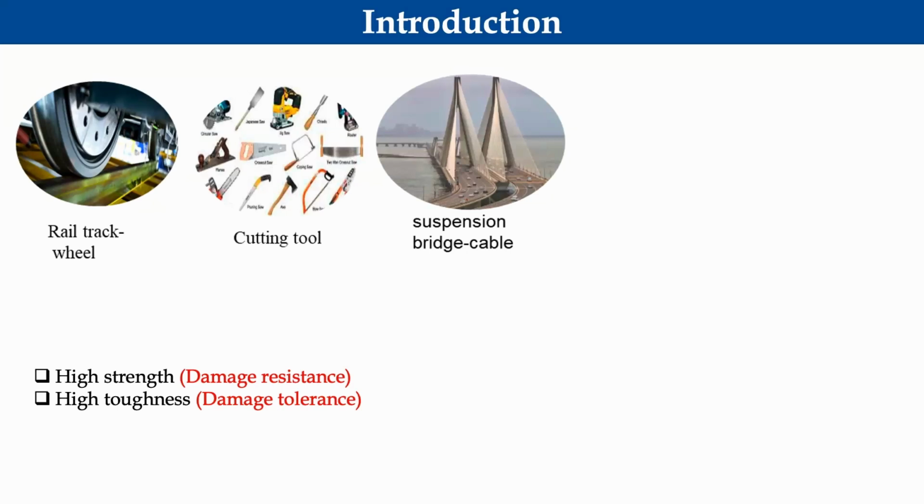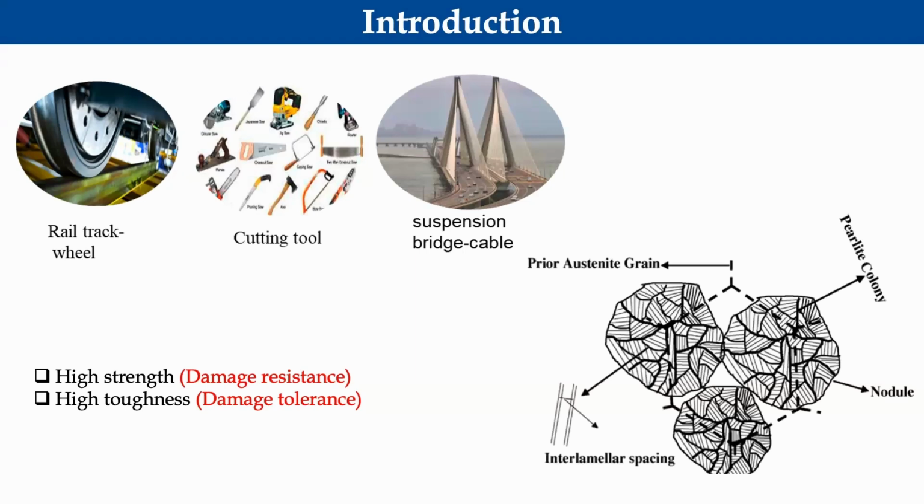Before this study, work from my co-workers has been done on high strength. They have successfully made a pearlitic steel which has a strength of around 2.5 GPa. So in this, my focus will be to study the toughness. Moving ahead, I'd like to talk about the different definitions we have in pearlite.